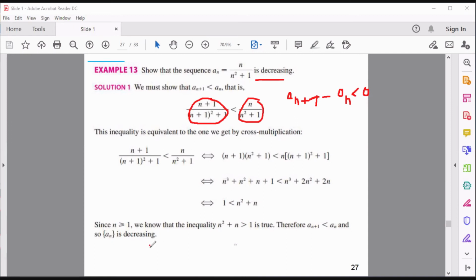Once we do this, we reduce to the same denominator. We have an plus 1. We have some computation, an plus 1 minus an. After some computation, we obtain 1 minus n squared minus n divided by n squared plus 1 times, we said we unify the denominators, n squared plus 1 times n plus 1 squared plus 1.